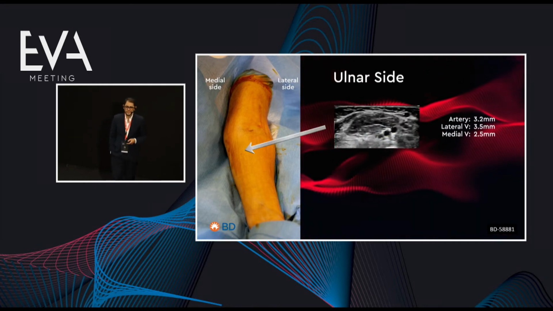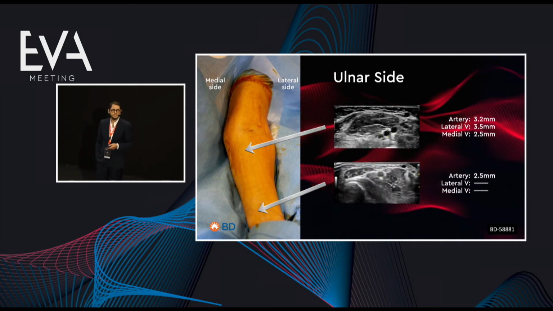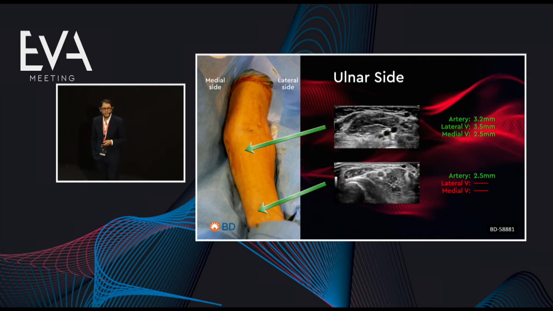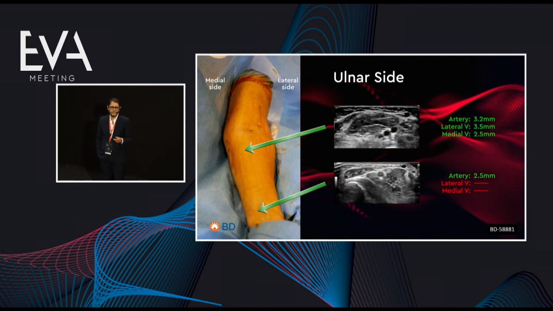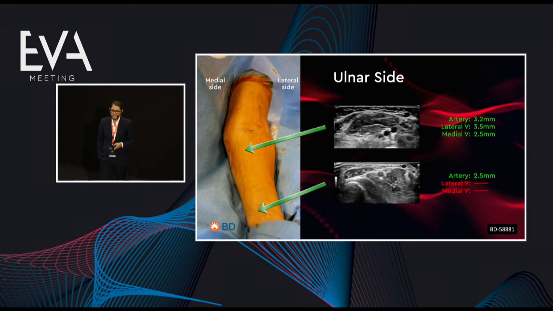Going to the ulnar side, you can see that at the side of the anastomosis, we have sufficient vessel diameter, both for arteries and the veins, both the medial and the lateral ulnar vein. And the good thing is that we have an artery of 2.5 millimeters when we see the measurements at the wrist. However, we don't have any veins there, so it's not an option to get an access from the ulnar side of the wrist.